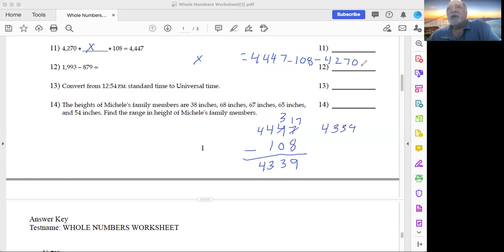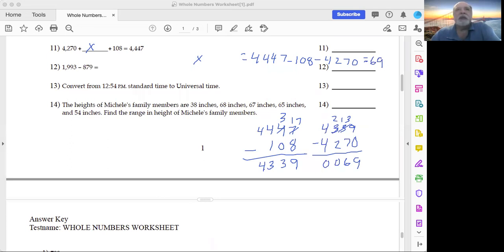And then we can take 4339, and we want to subtract the 4270 from it, right? So 9 minus 0 is 9. 3 minus 7, can't do that, but you can do 13 minus 7, and that's going to be 6. This becomes a 2. 2 minus 2 is 0. 4 minus 4 is 0. So this is 69. Okay. That equals 69. Let's double check our work to make sure we're good.